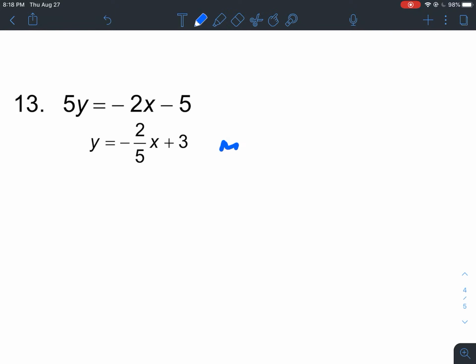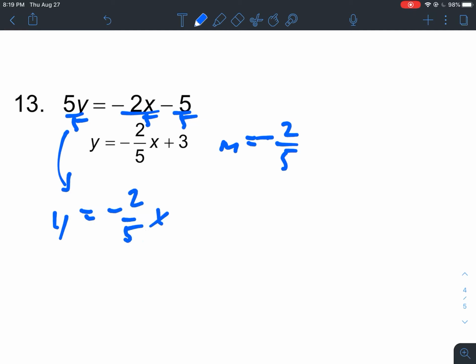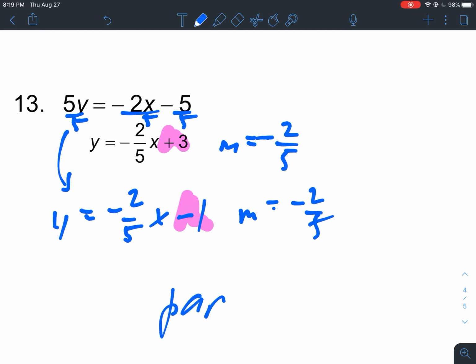All right, for the last one, we know that this slope is -2/5. We don't know the first slope, so we need to solve that for y by dividing everything by 5. And we get y equals -2/5 x minus 1, 5 over 5 being 1. This one also has a slope of -2/5, so they are either parallel or coinciding. We look at their intercepts, they're different, therefore these must be parallel.